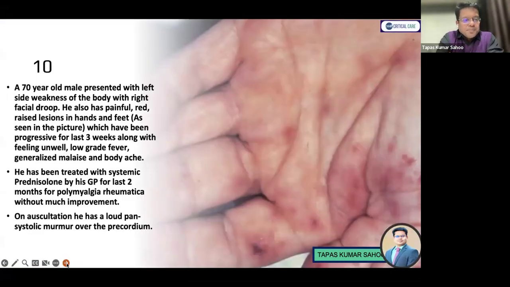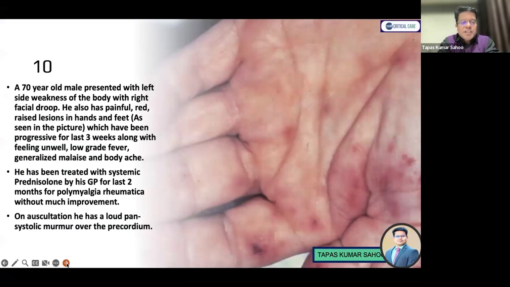Question number 10. A 70-year-old male presented with left side weakness of the body with right facial drooping. He also has painful red raised lesions in the hands and feet, as you can see in the picture, which have been progressively increasing for the last 3 weeks, and the patient is also feeling unwell, with low grade fever, generalized malaise and body ache.